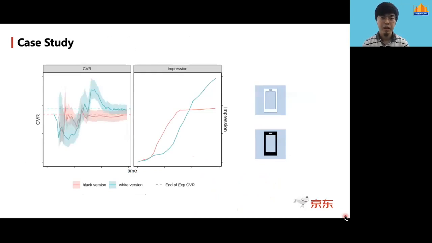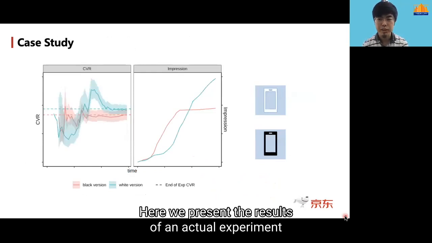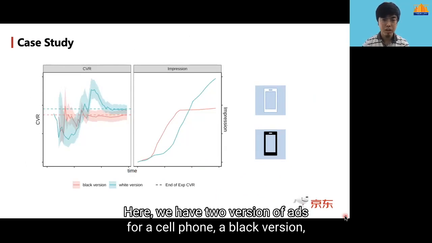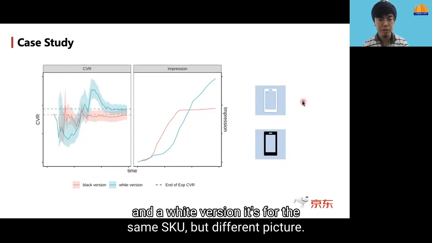Okay, here we present the result of an actual experiment after our product launch. Here we have 2 versions of ads for a cell phone. A black version and a white version. It's for the same SKU, but with different pictures.